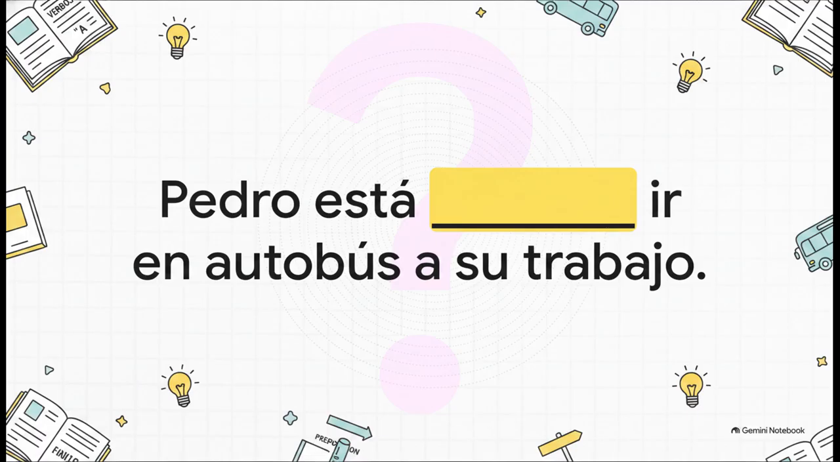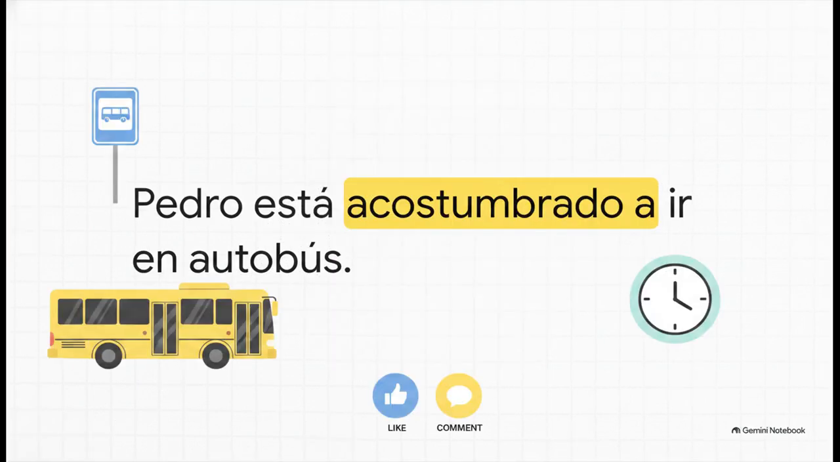Pedro está blank ir en autobús a su trabajo, meaning Pedro is taking the bus to his job. Think back to our 6 verbs. Which one perfectly fits the idea of being accustomed to or used to something? I'll give you a second. Did you get it? The answer is acostumbrado a. Pedro está acostumbrado a ir en autobús a su trabajo. Pedro is used to taking the bus to his work. Fantastic job if you remember to put that a right before the infinitive ir.